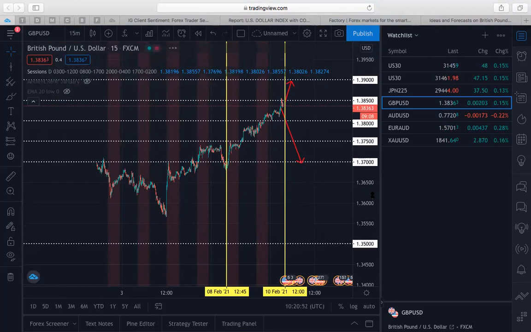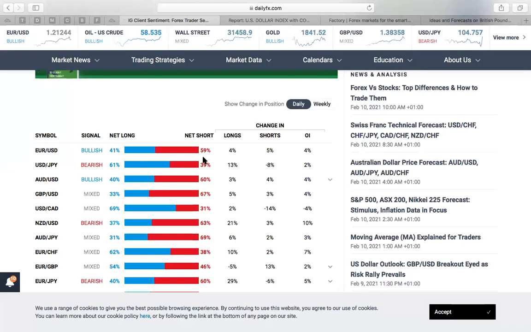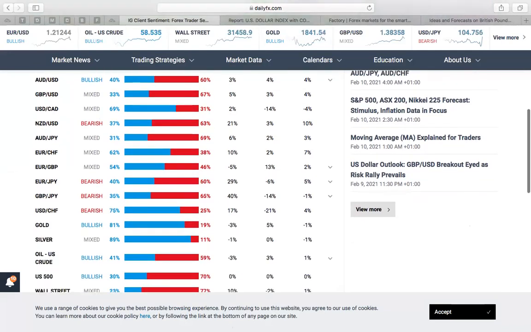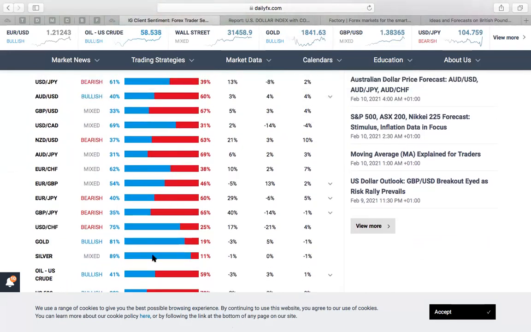So mostly I just check which pair is actually in control. If GPB is in control, I will check all GPB pairs and see if GPB is stronger than other pairs, then GPB is in control. So I will focus on that, and then I'll check the sentiment and pick any pair that has 65 above, and I'll focus on them. But you will see we don't have anyone up to 70 here.